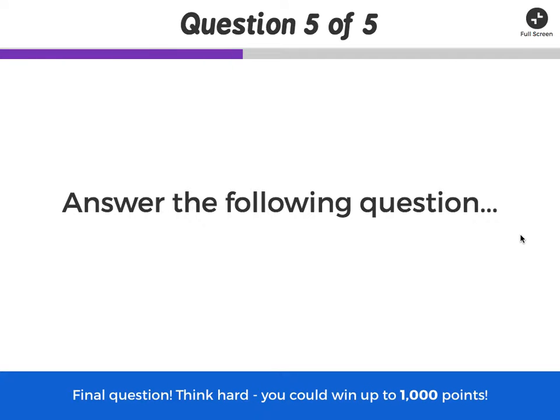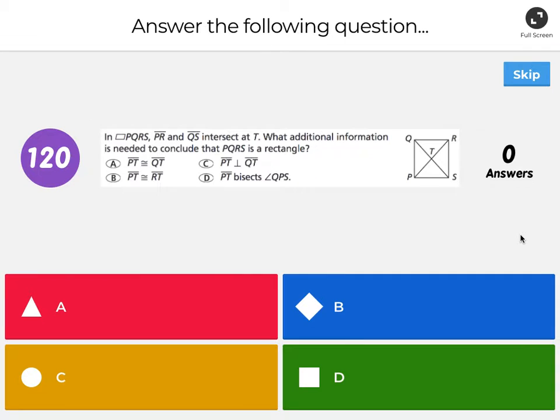Answer the following question. This one is a little bit different. It's kind of hard to see. That's a multi-step test prep one, just a test prep question like on the SAT. In parallelogram PQRS, PR and QS intersect at point T. So the diagonals intersect at point T. One additional piece of information is needed to conclude that PQRS is a rectangle.